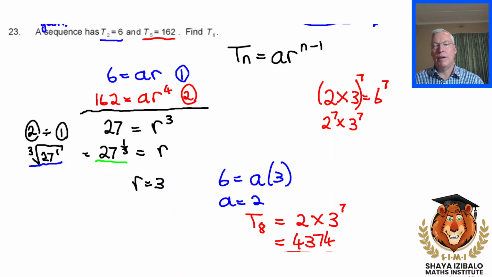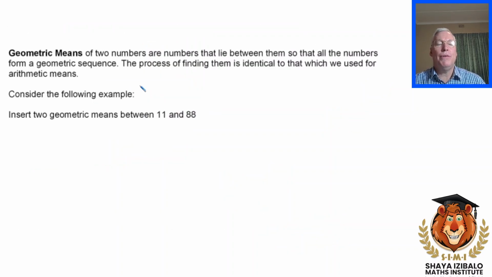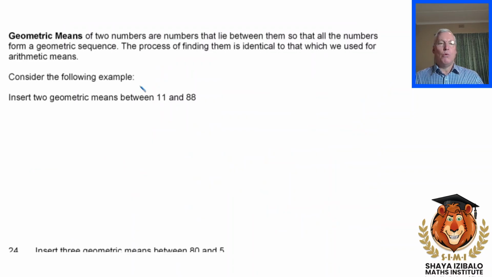Okay, now you might remember, and we really hope that you do, but with arithmetic sequences, we talked about what we called arithmetic means. Numbers that we will put in the middle of two numbers so that all of them form an arithmetic sequence. What we want to do here is we want to look at geometric means. Okay, so let's take a look.